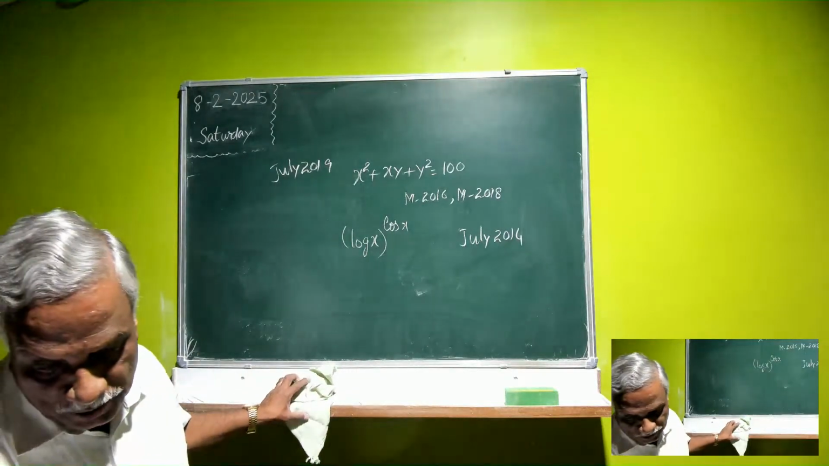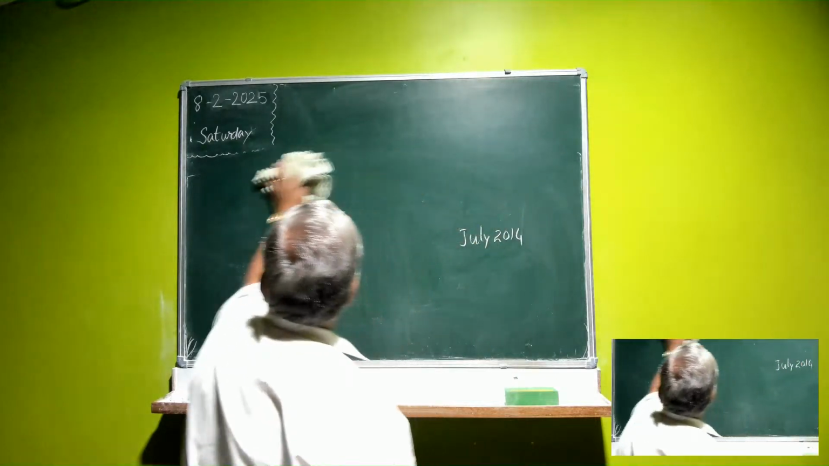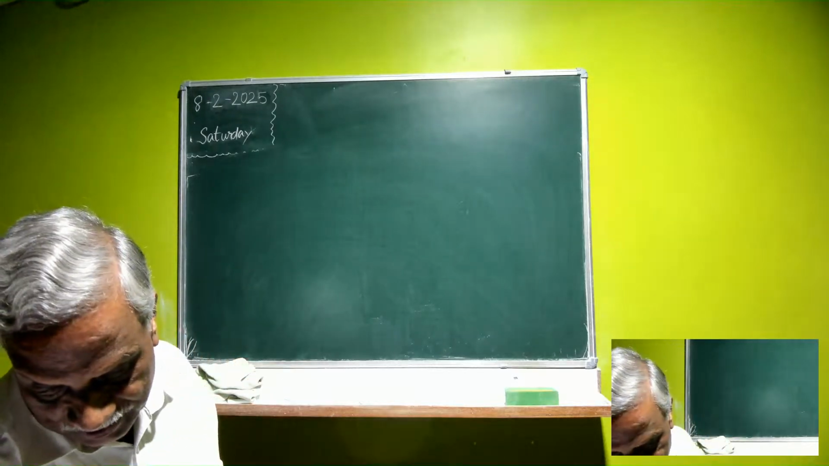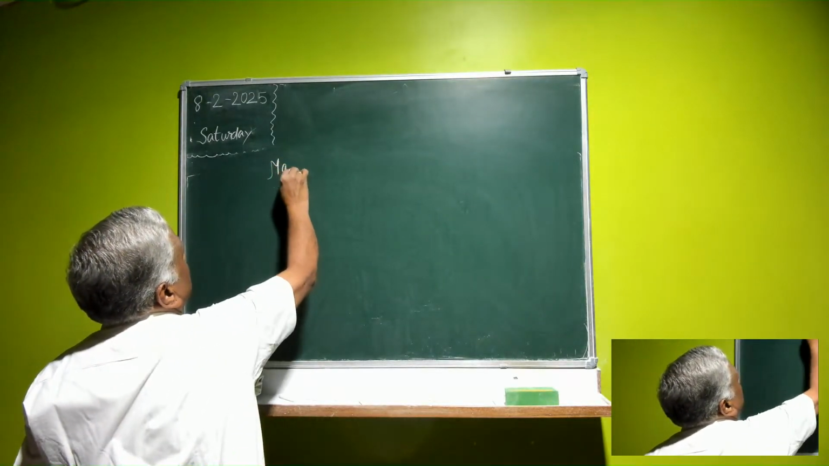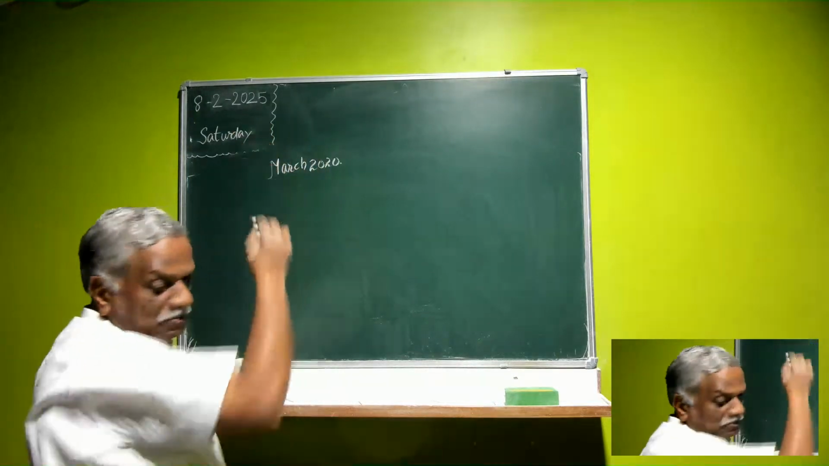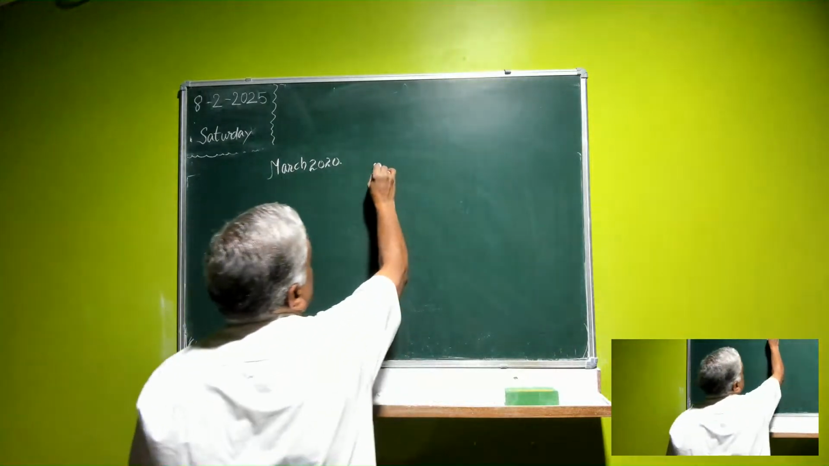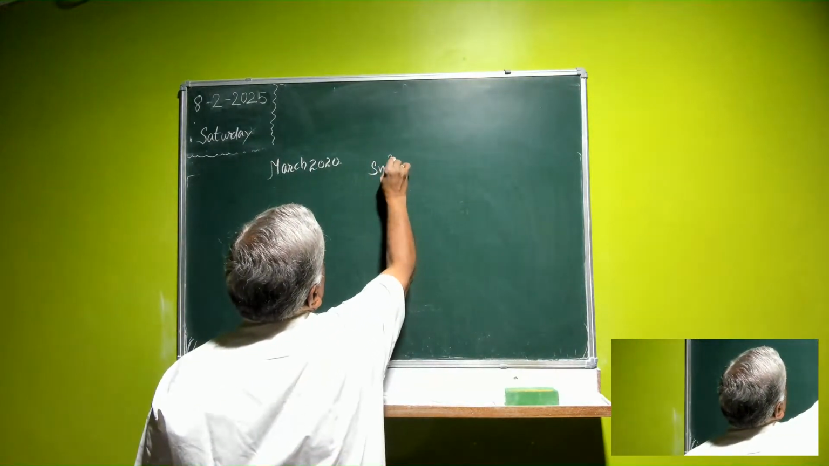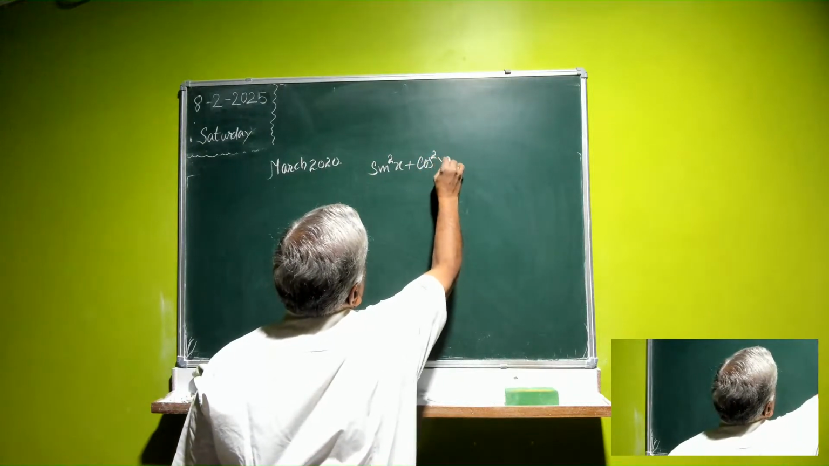Next, we'll move on to March 2020. Here we are seeing how many problems are being repeated as they are. March 2020. What's the problem? Sin square x plus cos square y is equal to 1.